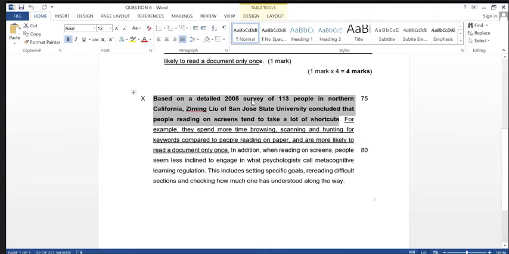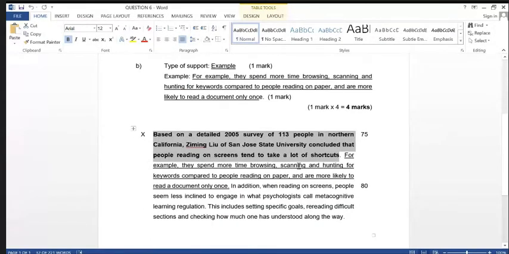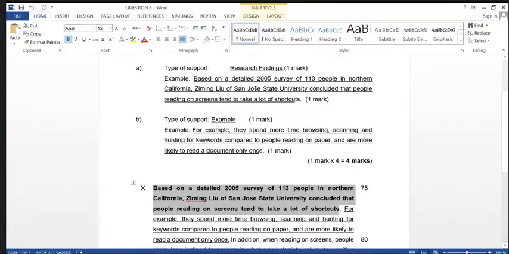Because saya nampak perkataan survey, 113 people concluded that. Bila ada clue-clue perkataan tu dalam ayat ni, what is this type of support? Definitely, it is research finding. Okay, so actually you can take any sentences, but you have to take the one that is, how do I say, the most obvious in terms of the type of support for you. Alright, so like this one, research finding.